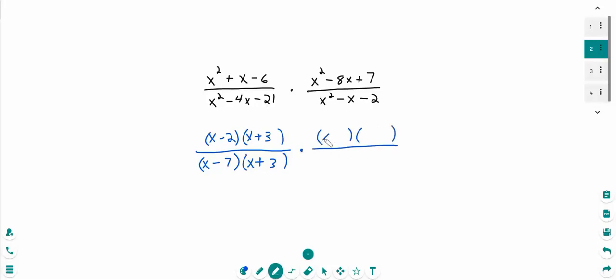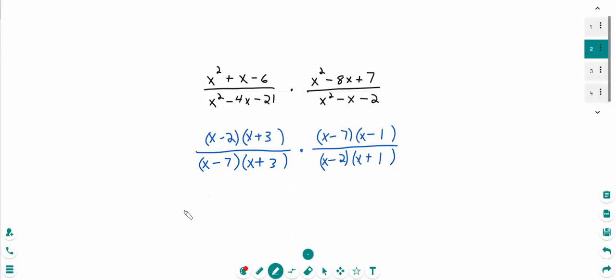parentheses. So we have an x and an x. It's going to be the same sign, and it's going to be a 7 and a 1. All right. And then we have in the denominator an x and an x. It's going to be a 2 and a 1, and it's going to be a negative and a positive. 2 is going to go here. 1 is going to go over here. All right. So there we go. We have all of our expressions factored.